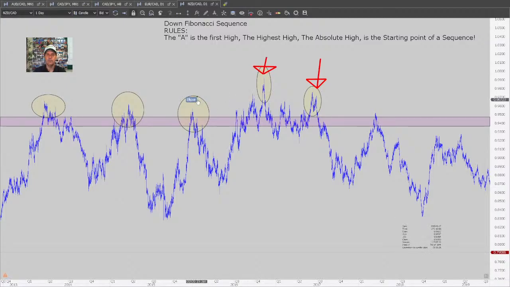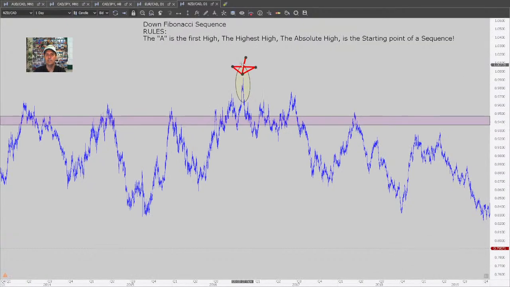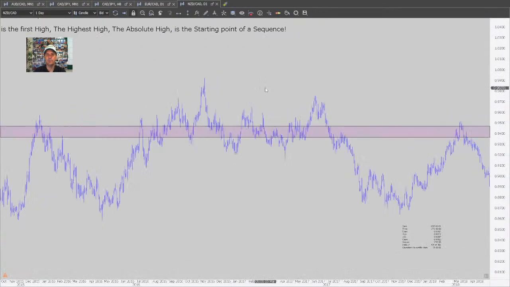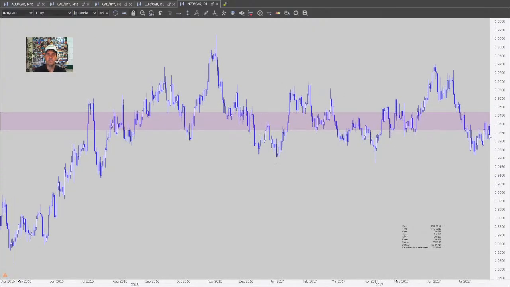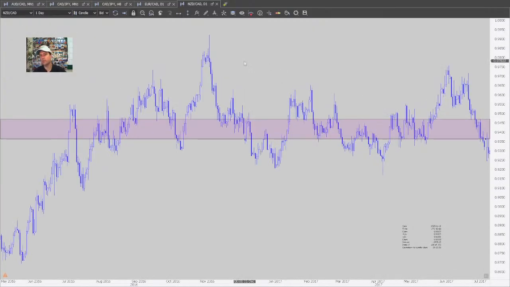You know, when the rule gets hit most of the time, so the highest high, the absolute high, is the starting point of a sequence, alright, everybody? I mean, it depends how you look at the chart. Okay, so the fifth circle was the correct answer. We are ending the decade, everybody. Let's see if we can finish for today.